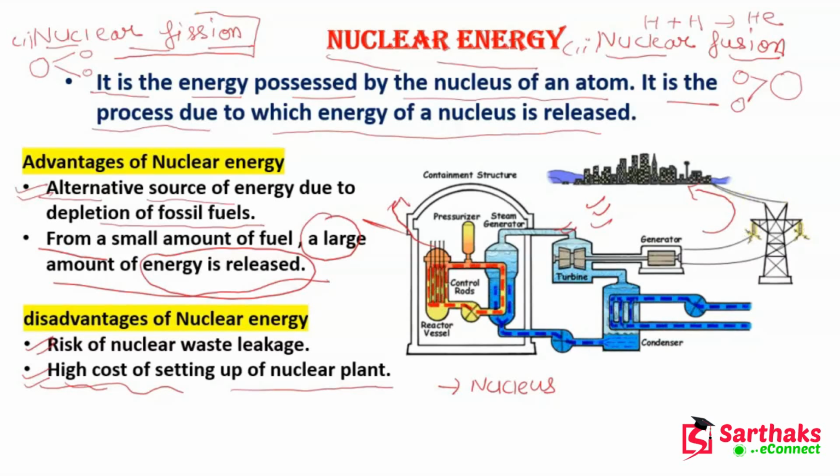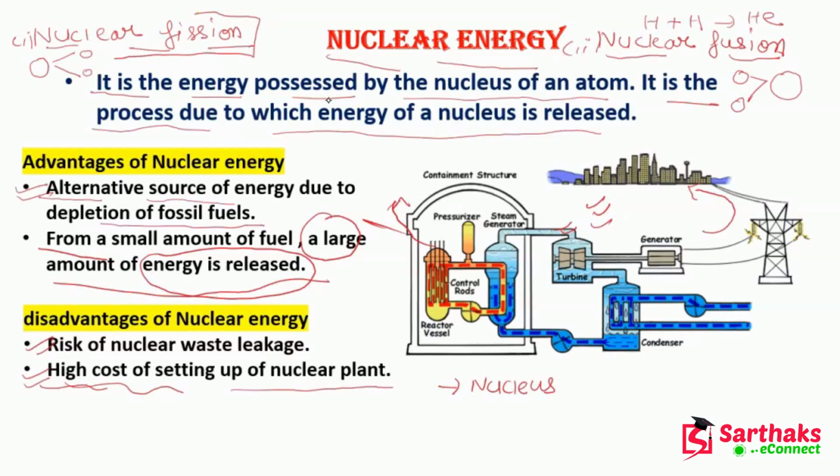So what we have seen is that there are two types of nuclear reaction. The first one is nuclear fission. In nuclear fission, one nucleus is divided into two smaller nuclei, and in this reaction lots of heat is released, and this heat can be used to rotate the turbine.